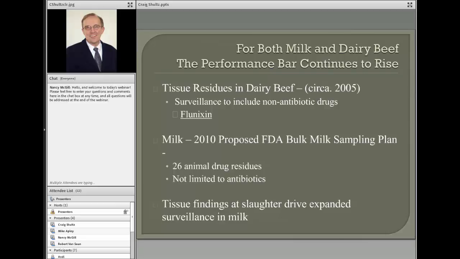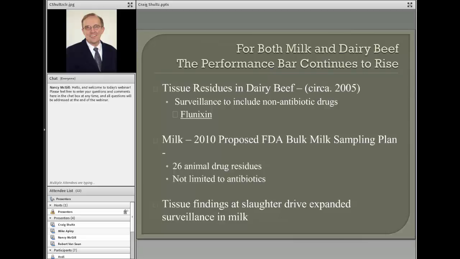In addition to that, we've got some concern about milk, and FDA in late 2010 became concerned about possible drug residues in milk that were not being picked up by their routine surveillance. FDA's surveillance has been in the past pretty much limited to beta-lactam drugs. They developed a rapid, highly sensitive procedure for some 26 animal drugs that not only included antibiotics, but also included antiparasitic drugs, antihistamine drugs, and anti-inflammatories like penicillin.